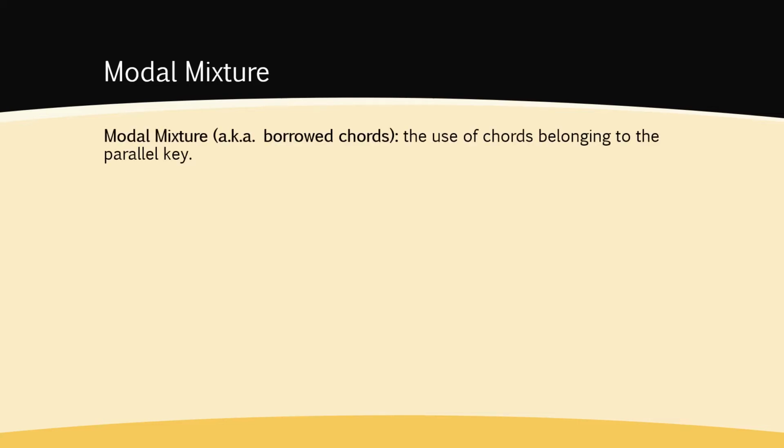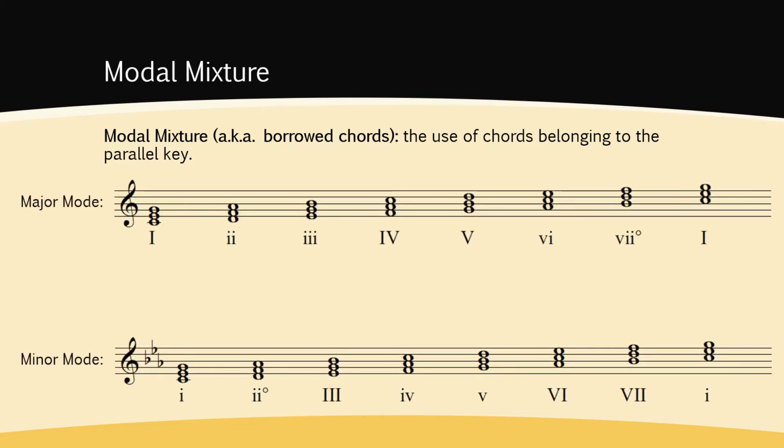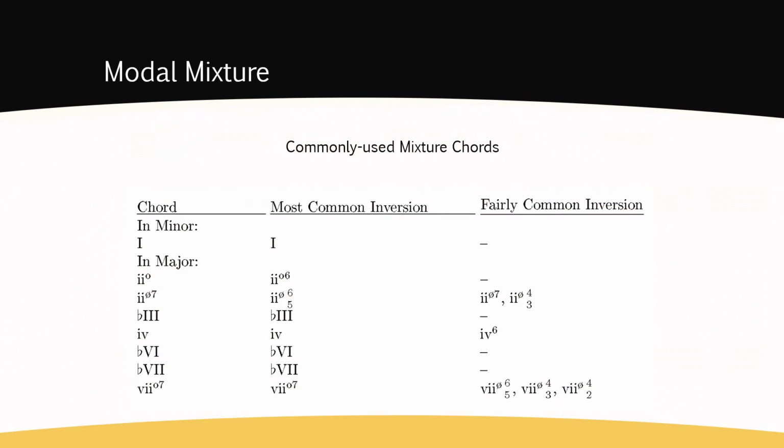Modal mixture is the use of chords belonging to the parallel key. So that would mean the use of chords from the parallel minor when you're in the major mode, and the use of chords from the parallel major when you're in the minor mode. Most often, chords from the minor mode are borrowed while in the major mode. This is why they are often referred to as borrowed chords. We're borrowing a chord from the parallel mode. Here's a list of the most commonly borrowed chords and their most common inversions.